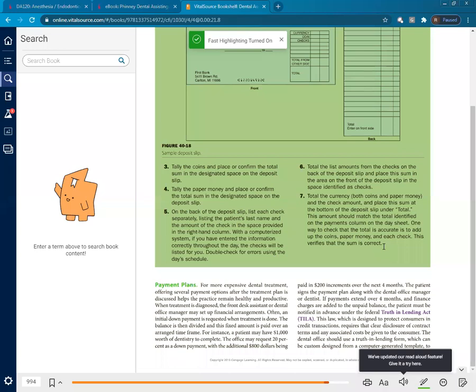So when the treatment is diagnosed, the front desk assistant or dental office manager is going to set up a financial arrangement. Often they'll require some sort of down payment because we have to have the supplies. We're setting aside specific time with the doctor. This is to help make sure that the patient is invested.